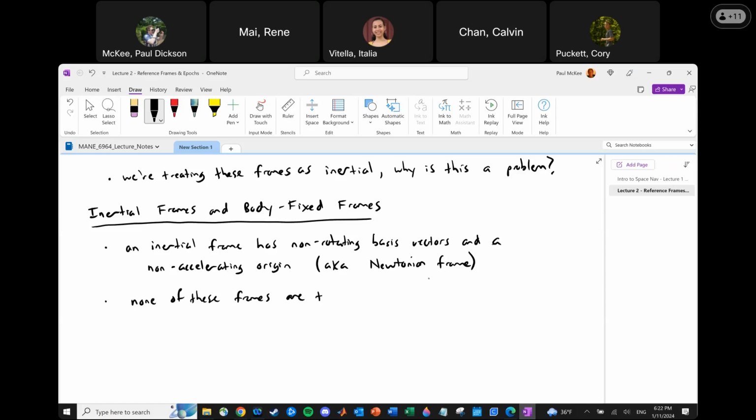None of the frames we're discussing today are truly inertial. But we can get away with treating them as inertial for sufficiently short periods of time.